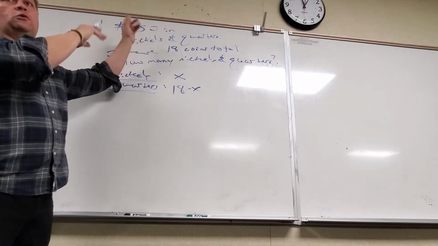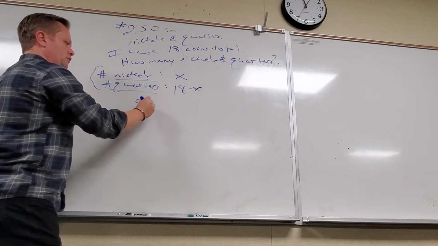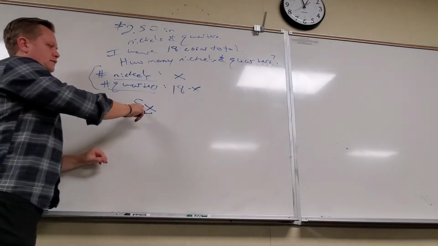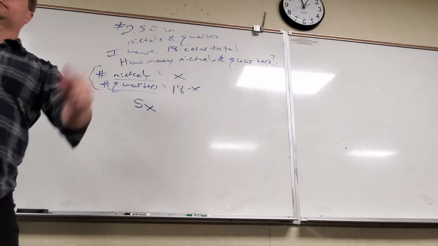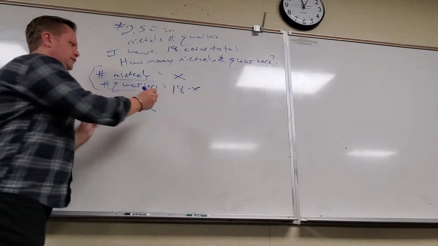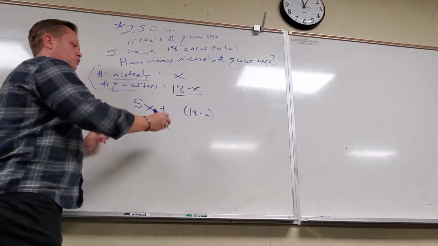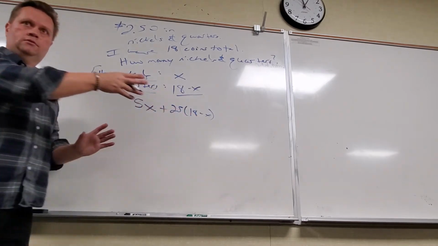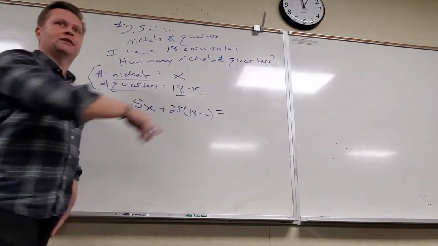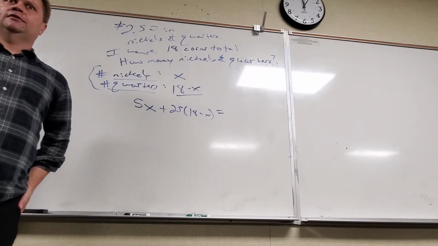So if you want to make this in terms of cents, I just have to be careful here. This will work beautifully if you don't like decimals. If I get 5 cents per nickel, is that cool? 5 cents times the number of nickels is how much money those nickels gave me, right? Plus, how much for each of these? 25 cents for each of those. It's equal to how many total cents? 250.